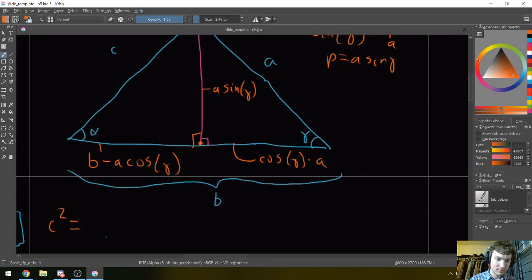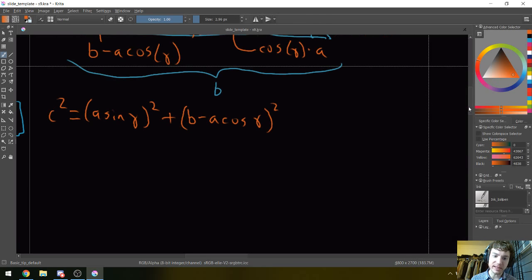I believe you should write a sine gamma squared. Good, so a sine gamma whole thing squared, and what else? And you add that to, I guess, b minus... Okay, this is quite hard to word. Should I just say b minus a cos gamma quantity squared? Yep, that's perfect. That's exactly how you should say it. B minus a cos gamma quantity squared. When you say quantity, it signals to the reader, go back in your head to the beginning of that and square the whole thing.